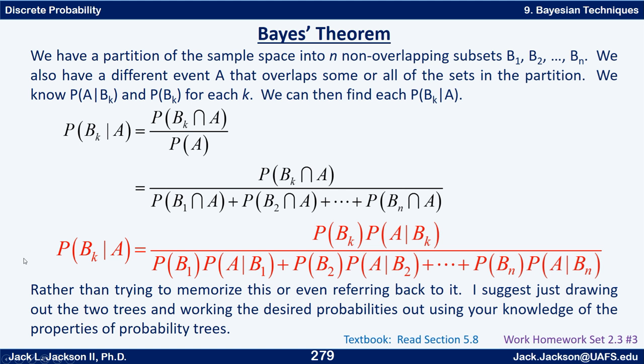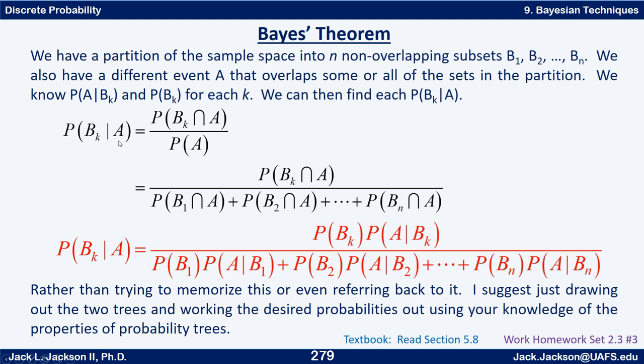So the way Bayes' theorem works again is this. We have a partition of the sample space into n non-overlapping subsets, B1, B2, up to Bn. We also have a different event A that overlaps some or all the sets in the partition. And we know the probability of A given each of the BKs. And we know the probability of each of the BKs for each K. And using this, we can find each of the probabilities of the BKs given A.